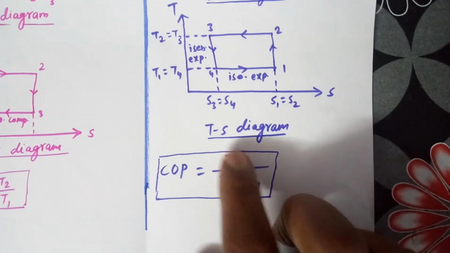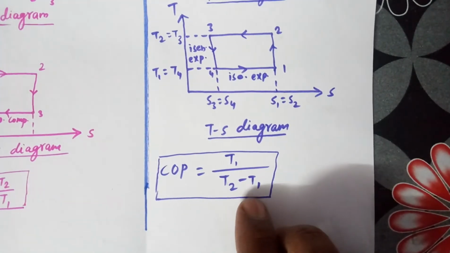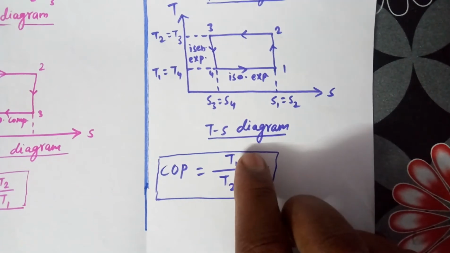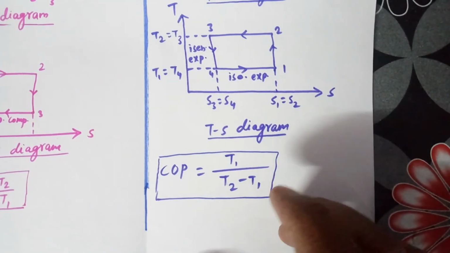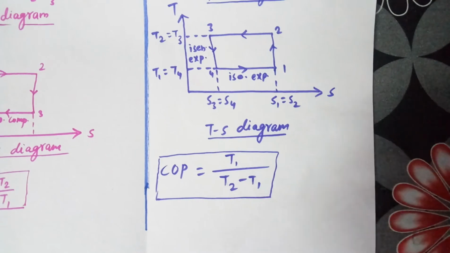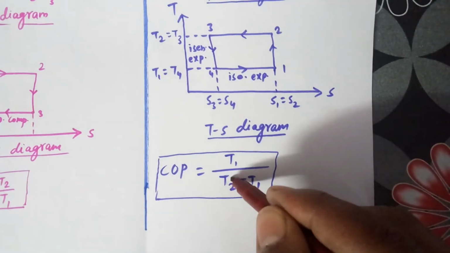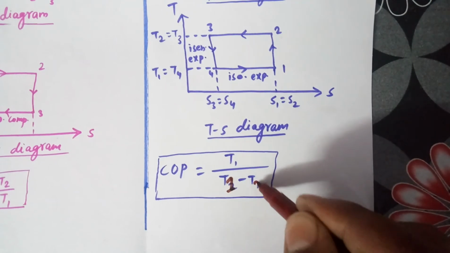Here T1 is the higher temperature, and here we have T1 minus T2. Okay, T1 minus T2.